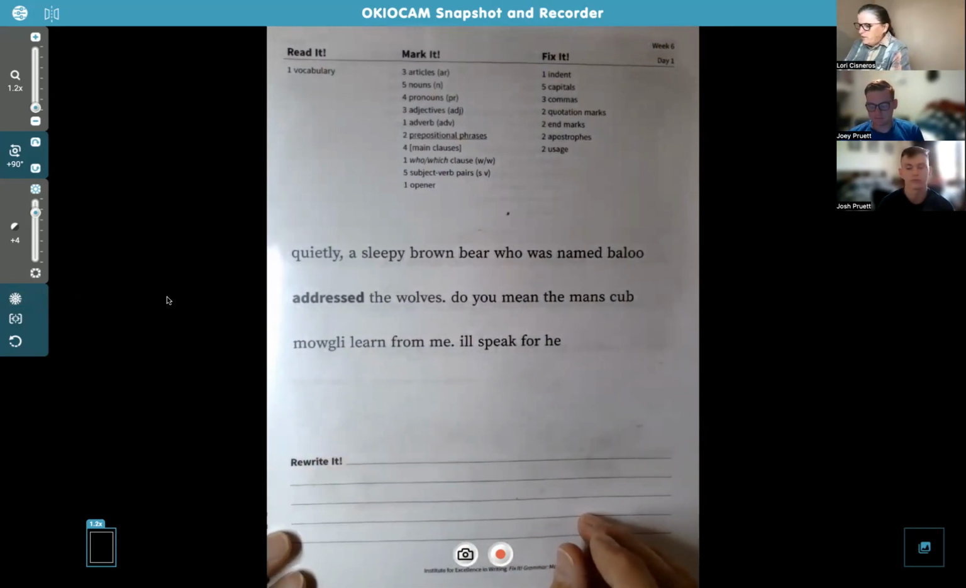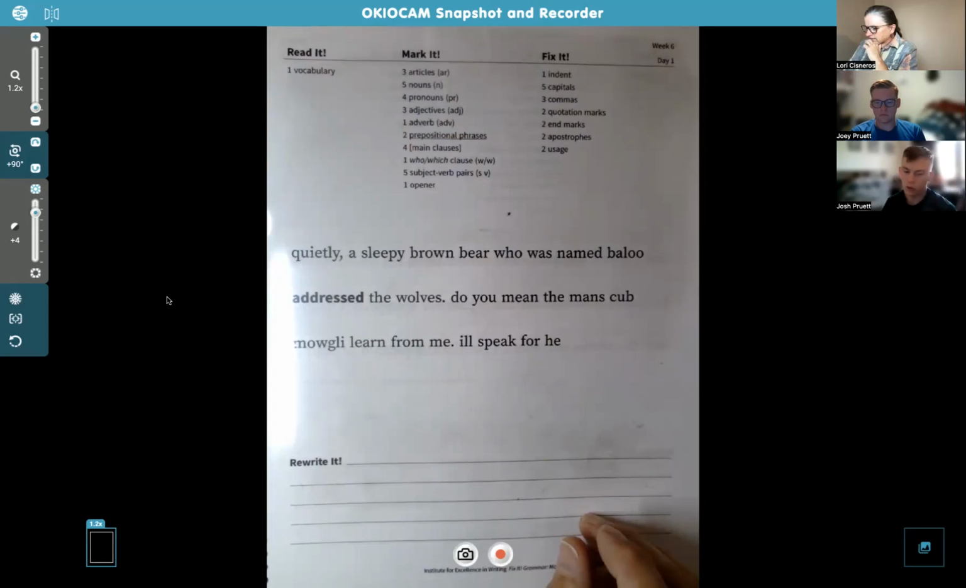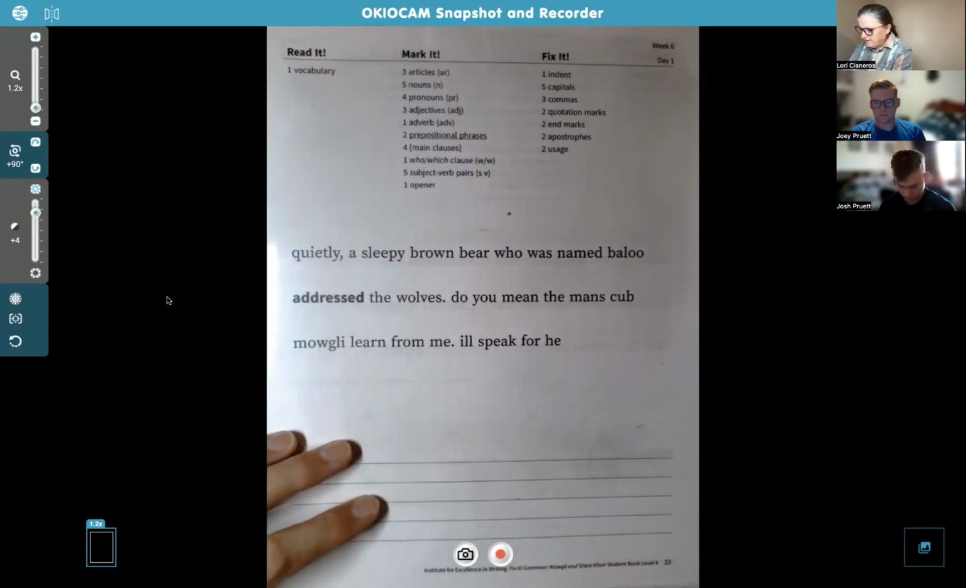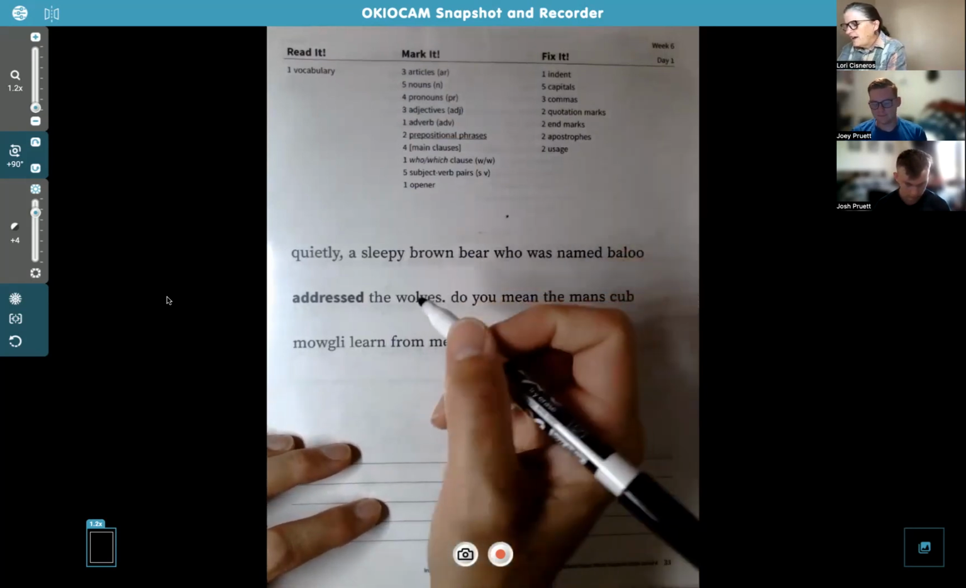Josh, would you please read the sentences? Quietly, a sleepy brown bear who was named Baloo addressed the wolves. Do you mean the man's cub, Mowgli? Learn from me. I'll speak for he.